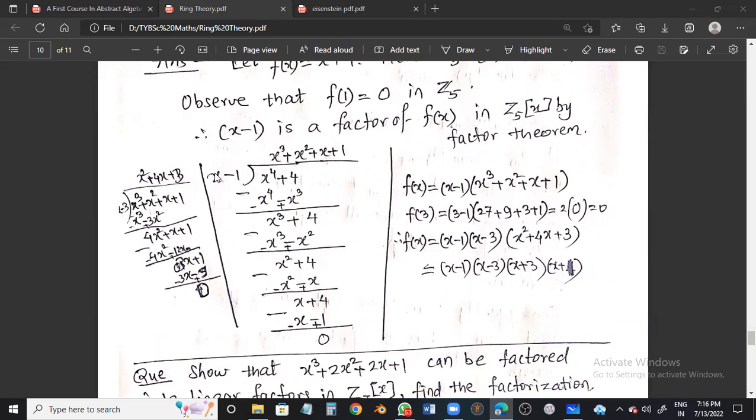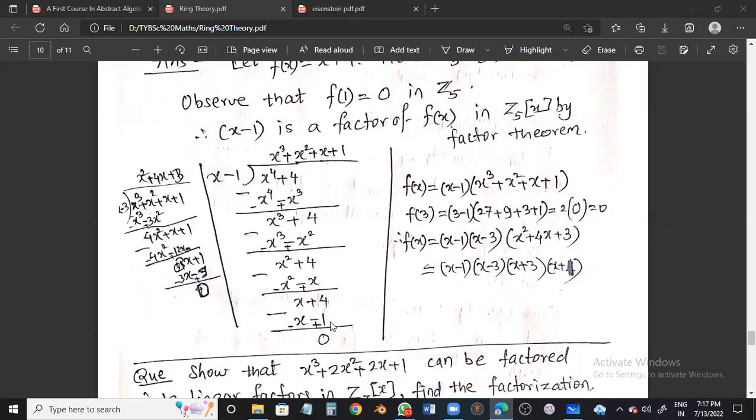x cube into x, you got this particular term, you subtracted, x^4 gets cancelled, you are left with x^3 + 4. Again you have x^2 as the quotient, you got x^3 - x^2, subtracted, getting back x^2 + 4. Again the quotient is x, so you got x^2 + 4 minus x^2 minus x, so x^2 is cancelled, but this x + 4 is there. Now x + 4 divided by x - 1, you know the quotient will be 1.